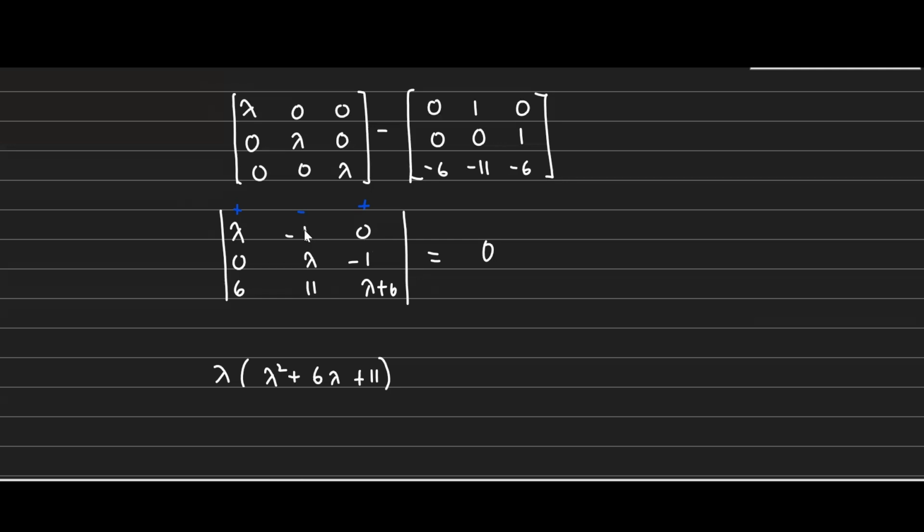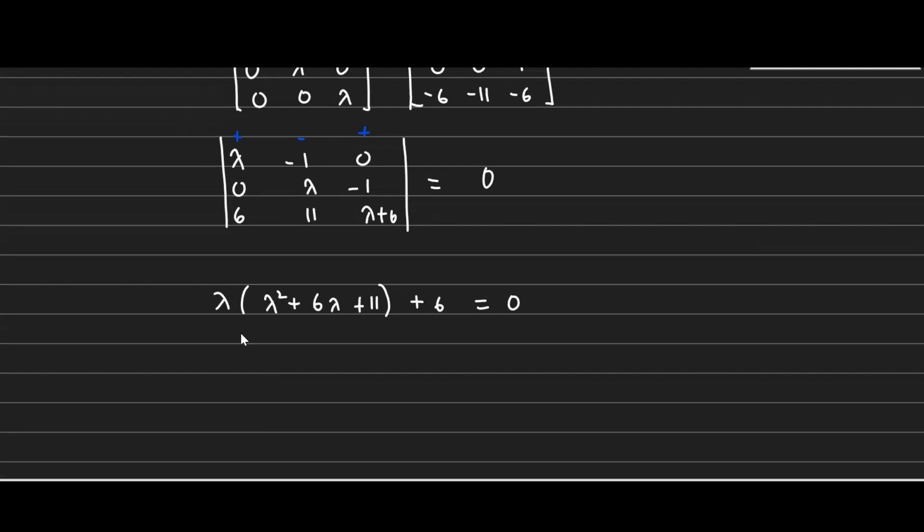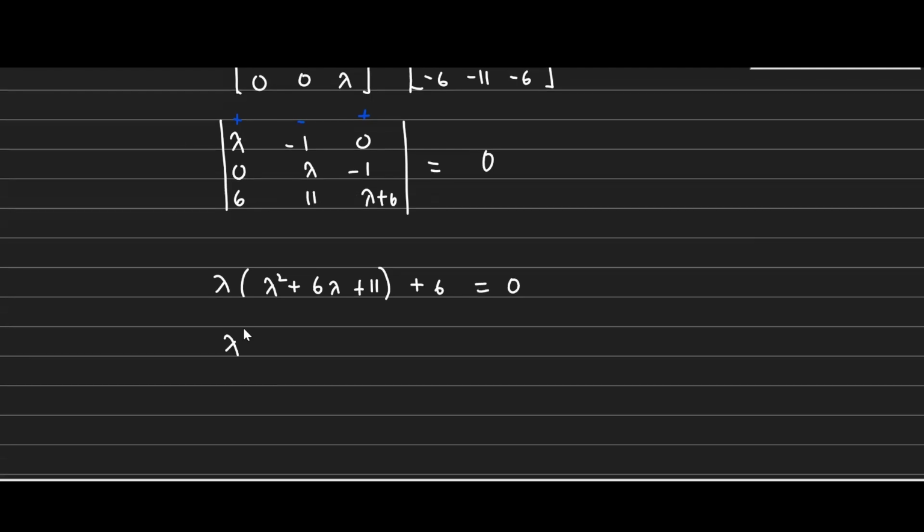In the second one, we multiply by -1, so the 0 cancels that one, multiply by that, and then minus that, the product of those two. That just gives +6, and this should be equal to 0. So let me just expand: you have lambda cubed plus 6 lambda squared plus 11 lambda plus 6 equal to 0.